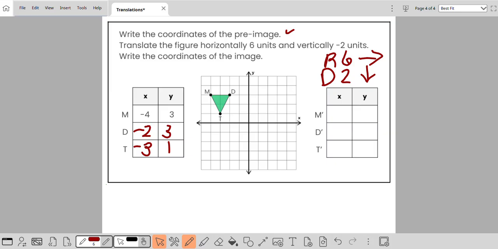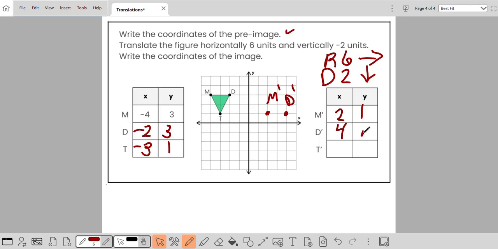So let's start with M. First, we're going to go right 6, down 2. So let's start here. 1, 2, 3, 4, 5, 6, down 2, and that will be M prime, and that point is (2, 1). Okay, so now let's do point D. So we're going to go right 6, 1, 2, 3, 4, 5, 6, down 2, 1, 2, and that is going to be D prime, which is (4, 1).